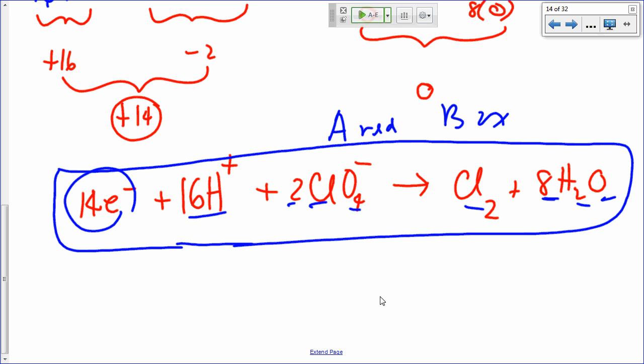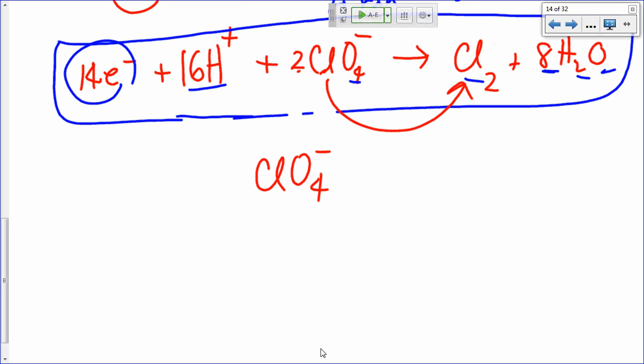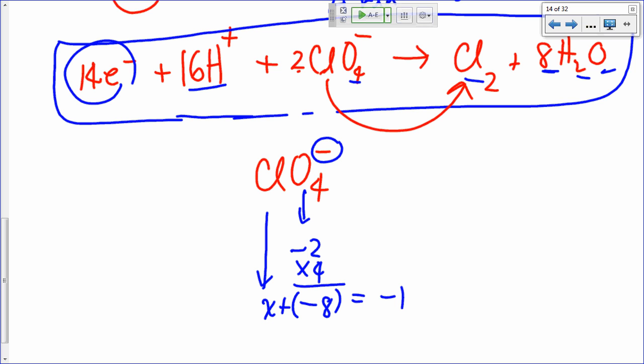Let's verify using oxidation number. Remember what got reduced here? This one, right? 2ClO4 gives you Cl2, right? What's the oxidation number of chlorine in ClO4? What did we say oxygen was? Oxidation number of oxygen is -2 times 4. That gives you -8. So what must the chlorine be here? Let's call it X. X plus -8 equals -1, the overall charge. What's the oxidation number of chlorine in perchlorate?